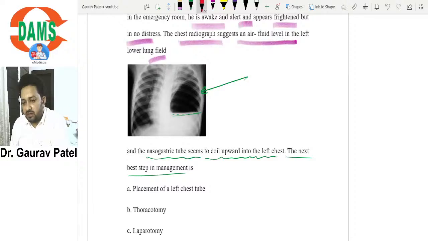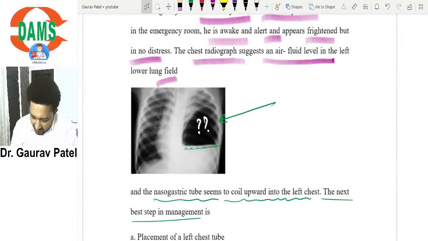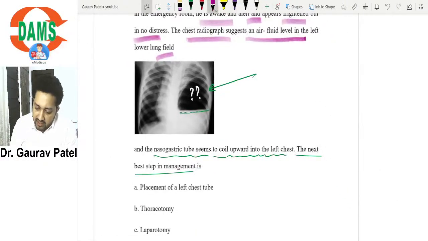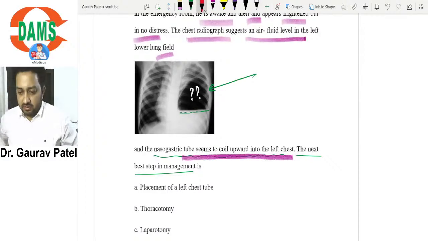What is the diagnosis in this case? Anybody? After the blunt trauma, this kind of X-ray is seen. Air fluid level, and the nasogastric tube seems to coil upwards in the left chest. You try to put an NG tube or Ryle's tube and it is going into the left chest. So tell me, what is the diagnosis in this case?